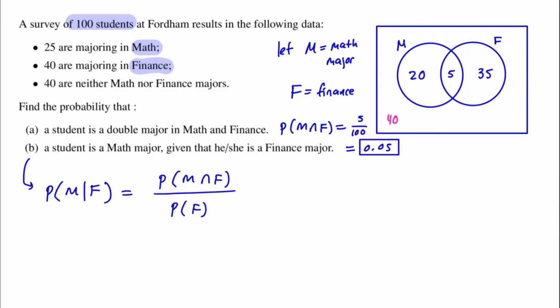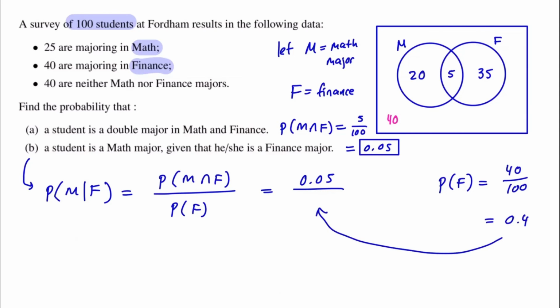What's the probability the student is a math and finance major? Well, that was the answer to part A. So this is 0.05 divided by the probability that the student is a finance major. Finance is all of this divided by our sample space. Let me figure that out on the side. The probability of F is going to be 40 out of 100, because there are a total of 100. This gives us 0.4, and that's what I'm going to replace right here. If you put this in your calculator, this will simplify to 0.125.